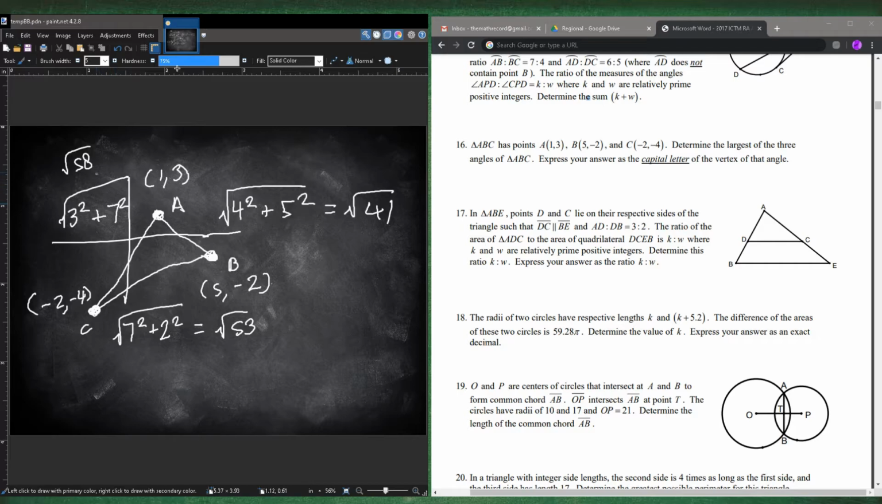So the largest length is square root 58. There's square root 58, square root 53, and square root 41. Square root 58 is the largest, which is on this side. So the largest angle is on the opposite, which is at B. So your answer is just B. Basically, just that simple.